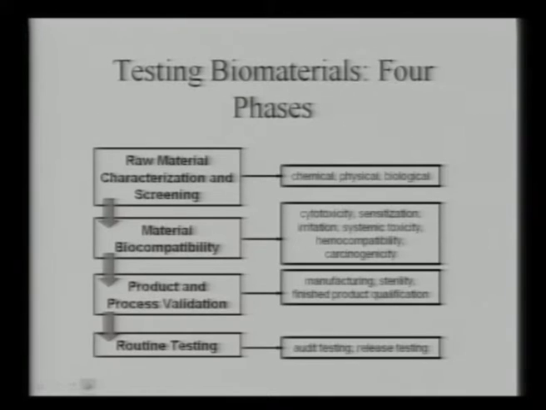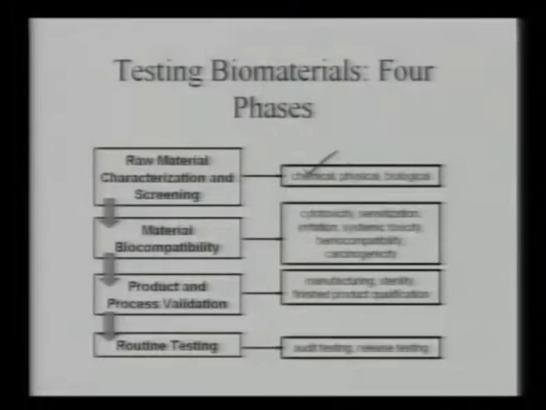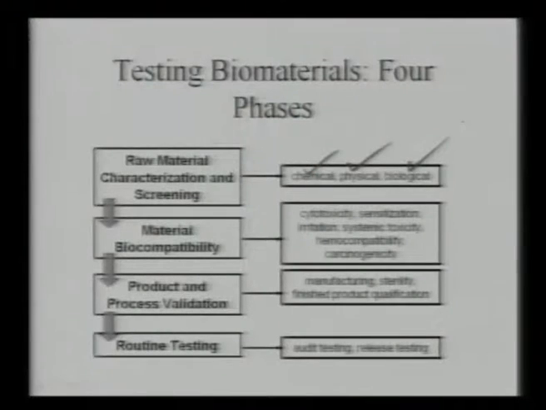Now, testing of biomaterials, 4 phases. First one is the raw material characterization and screening. Raw material characterization means what are the elements or the starting powders that you are using as raw materials, and their chemical, physical and biological properties. Chemical properties means what are the elements that they contain, like calcium, phosphorus, silicon, etc. Physical properties means what is the size and so on. Biological properties means whether any of the starting material itself is biologically compatible or not.